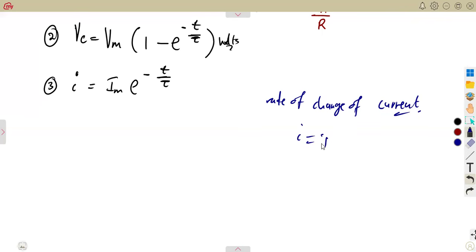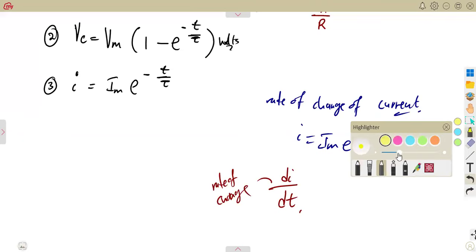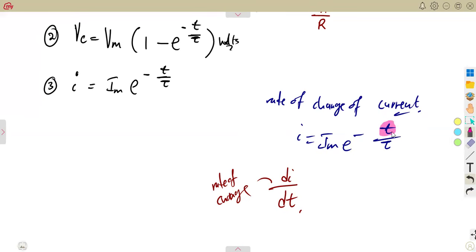Just want you to see something here. This is given as i is equal to Im e to the exponent of minus t over tau. So remember the rate of change, we're talking about di/dt, the rate of change with respect to time. So if it is di/dt, meaning to say we are differentiating with respect to time, this one, t. So if it is with respect to time, what does it mean? It means Im and tau are constants at that moment. We are not relating to them. They are just like numbers there.